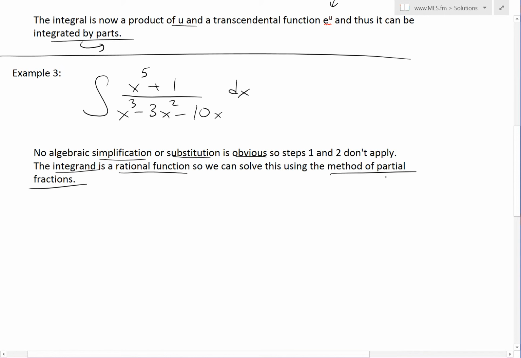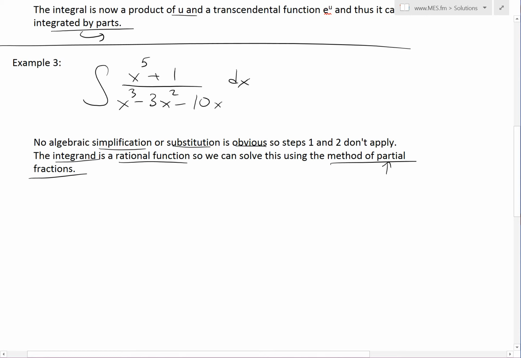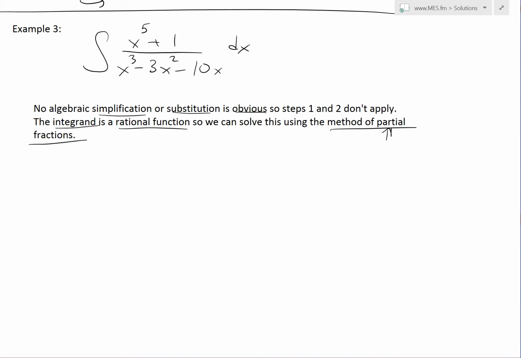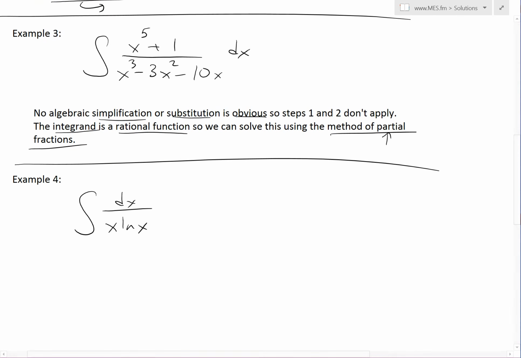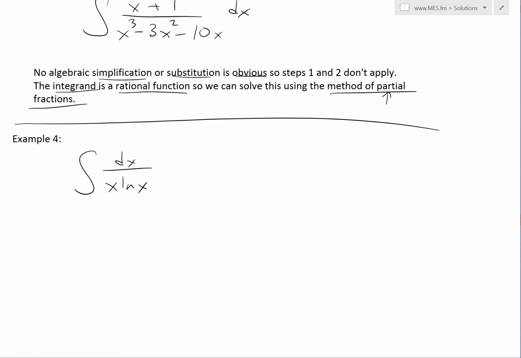partial fractions, not rational fractions. Just my mistake. But anyway, we could use this, and you could work that out through that method. Once again, I'm not going to actually solve this, just to show you that that's what we're going to use. So now let's get to example 4. We have dx over x ln x right here.